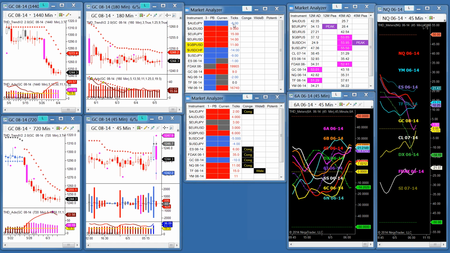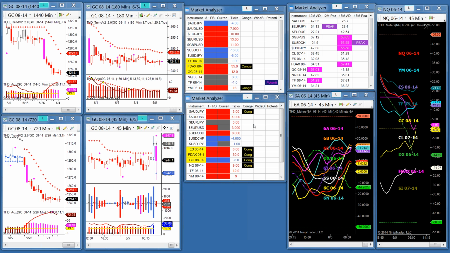This tells me that the Aussie yen is 5 ticks away from the ATR. The USD Swiss franc is 13 ticks away. Gold is 10 ticks. So this way I can monitor how close I am to an ATR on any time frame that I want. I would just apply this to a 12-minute, a 45-minute, a 60-minute, whatever time frame I'm trading.